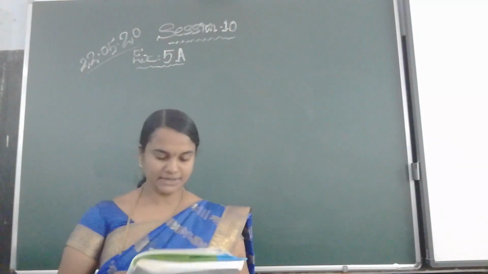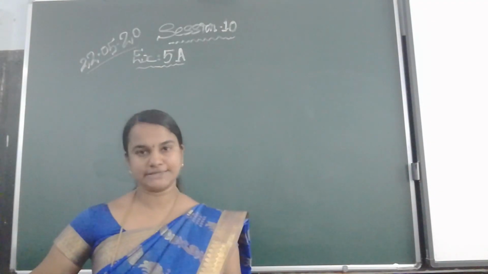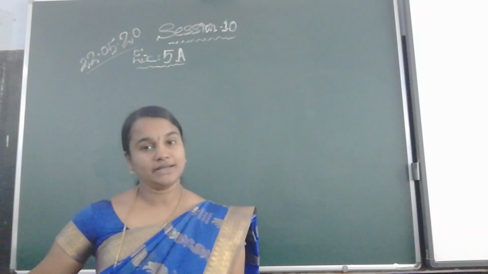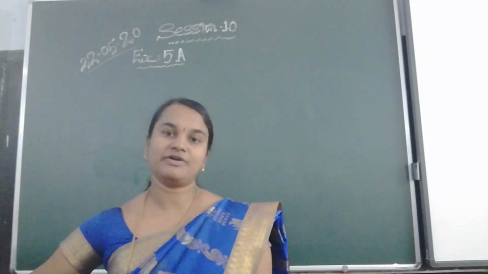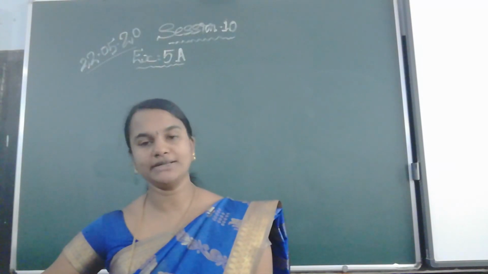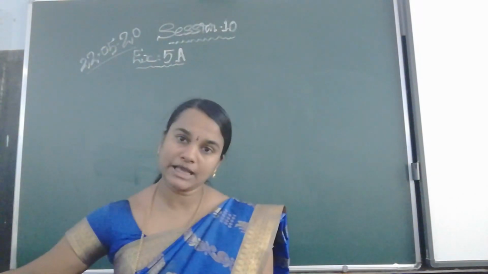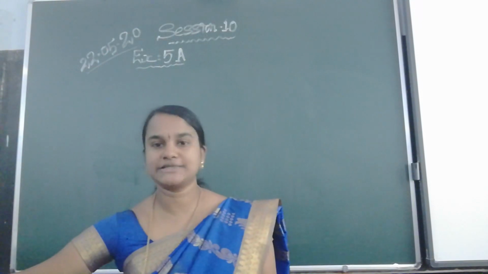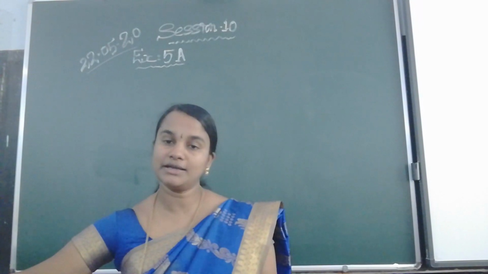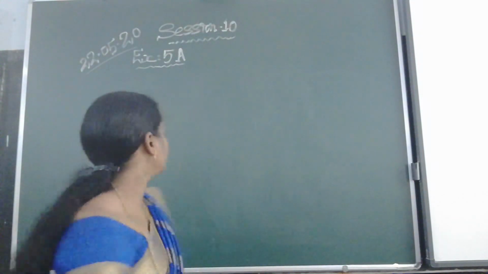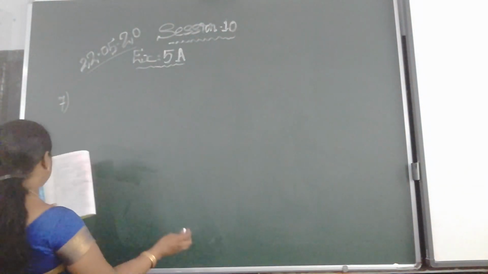In the 7th question, it is given: which of the following are pairs of equivalent sets? We have studied what is an equal set and what is an equivalent set, and the difference between them, isn't it? Equal sets means the elements which are there in A should be there in B. The elements should be the same. And equivalent sets means the cardinal number should be the same. Okay. Question number 7.